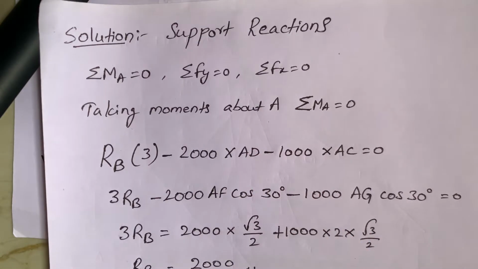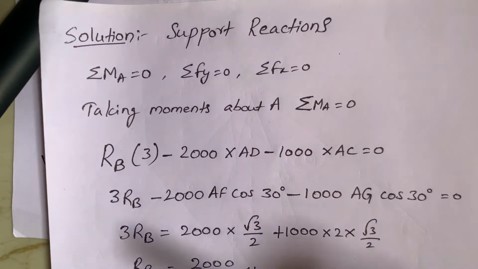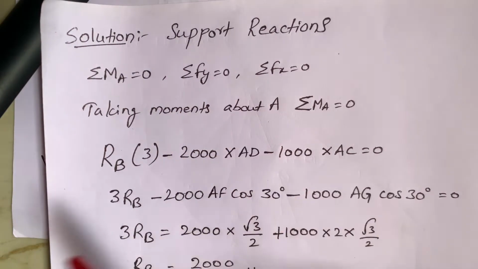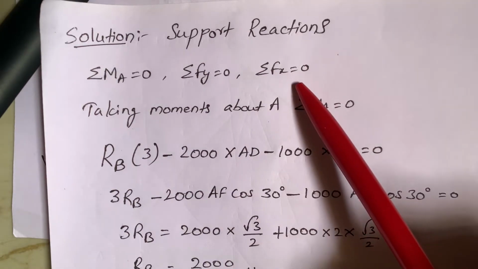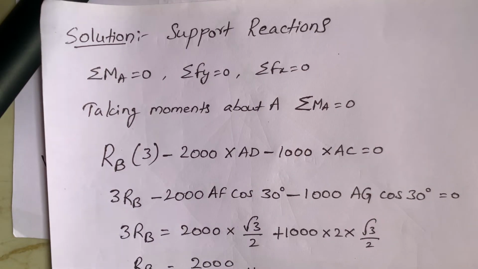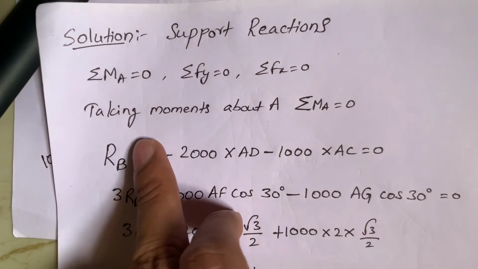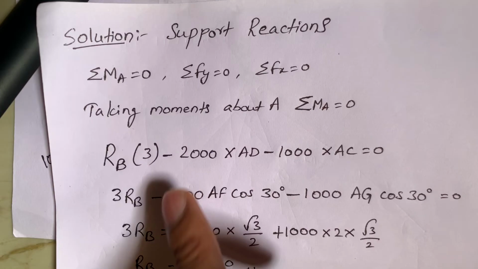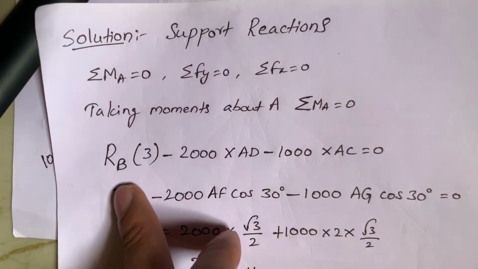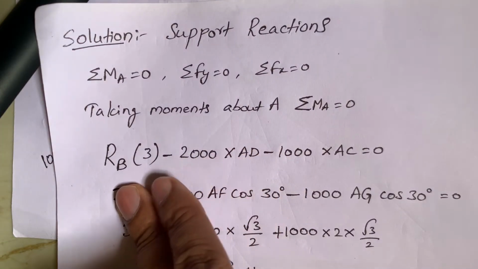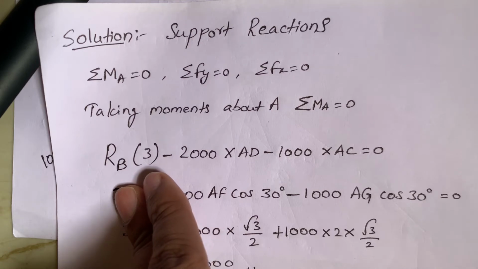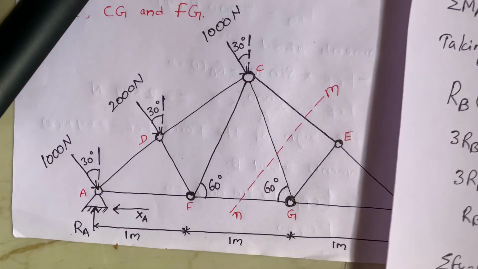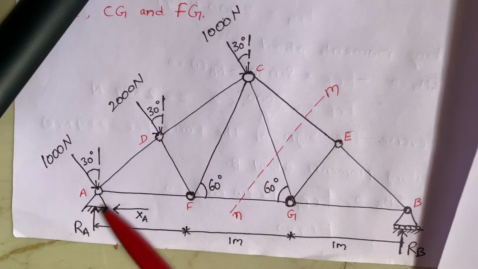Okay, so we know the equilibrium conditions, that is sigma MA, moment at A, summation of all forces in the y direction, and summation of all forces in the x direction. First I am going to solve by taking moments about A, that is sigma MA. The moment formula is force into perpendicular distance. So here I am considering moments at A.